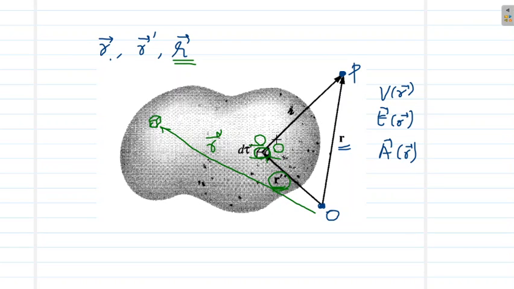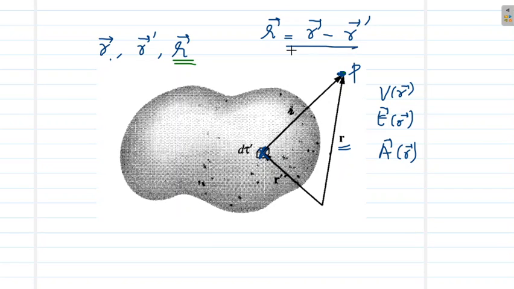Curly r is the vector from the charge up to the point. So you can see it here. Curly r bar connects the charge to the random point considered. So clearly, because of the vector addition rules, curly r bar is equal to r bar minus r bar dash. So there are three different position vectors that we will be using in this class: r bar, r bar dash and curly r bar.